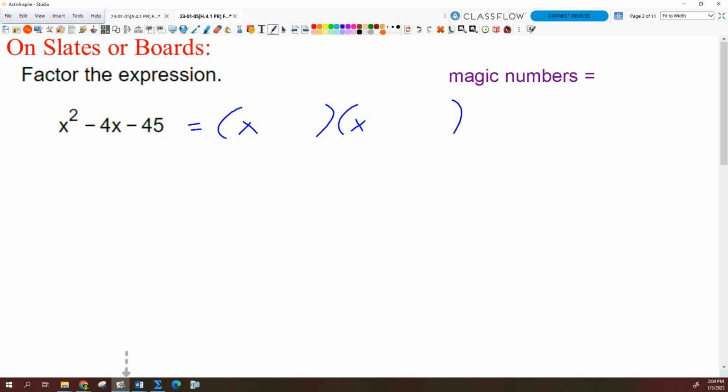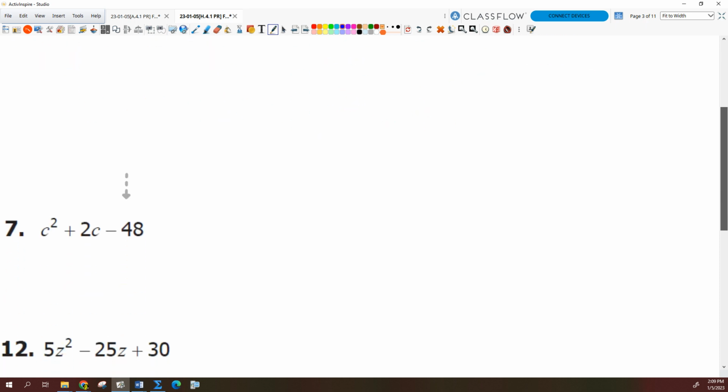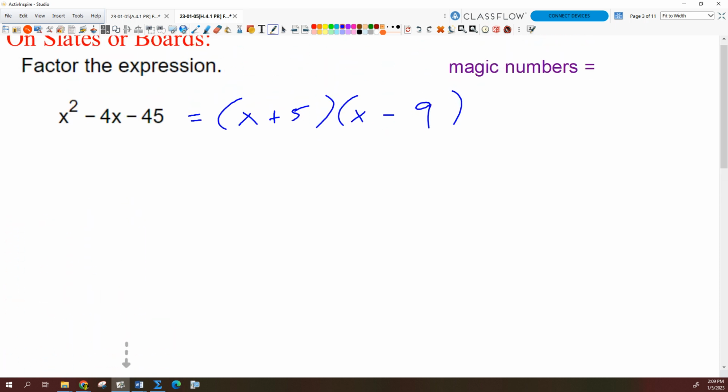Okay, so what are we getting? What are the magic numbers, Oscar? There we go. x plus 5, x minus 9. Good. Okay, how about here? I'll tell you what, let's do one more. I'm just going to make one up. Let's do this one. Let's see. x squared.